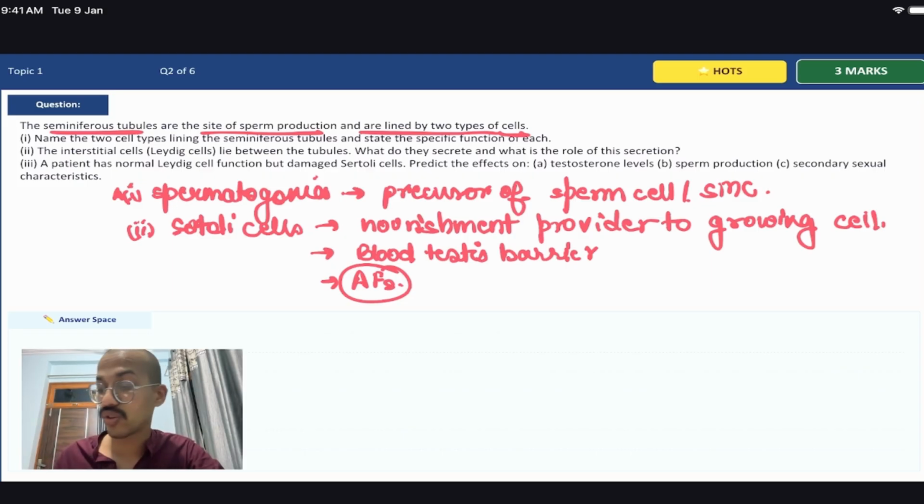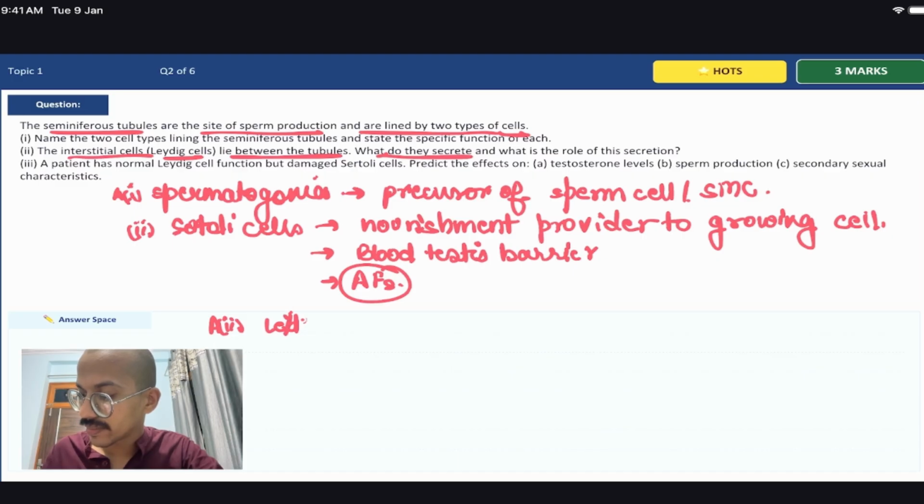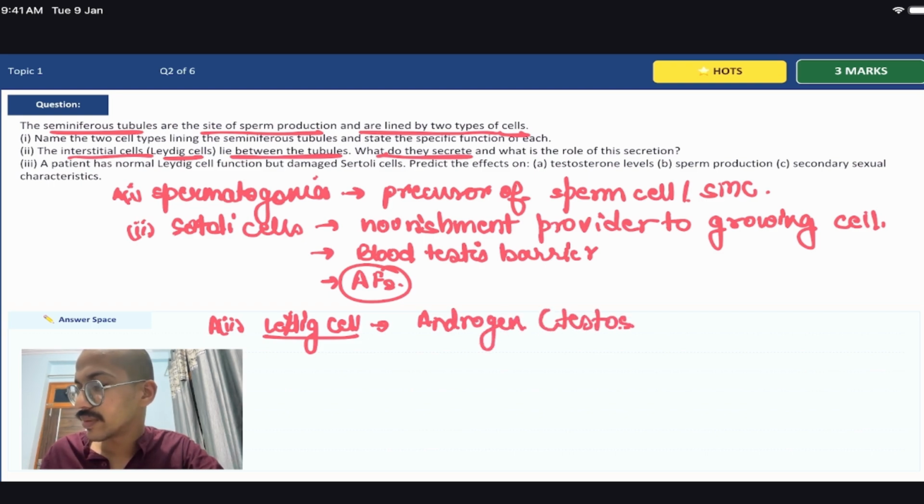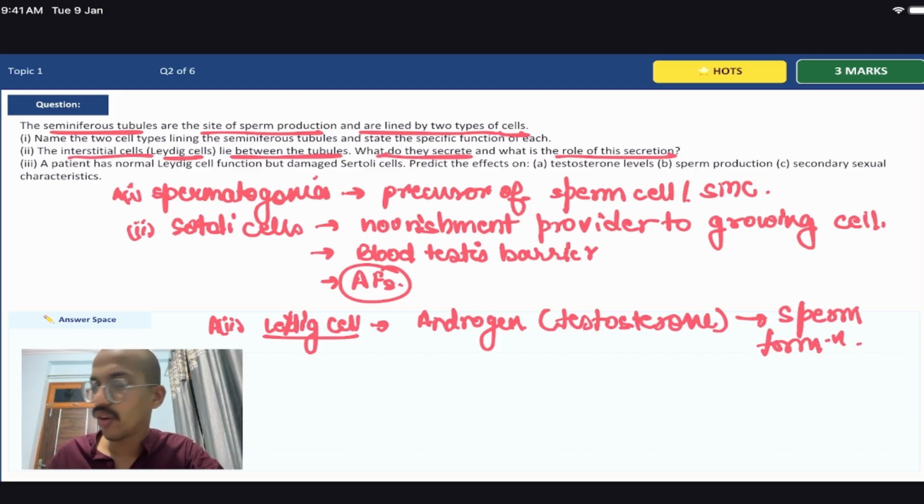Moving on to the next question: the interstitial cells lie between the tubules. What do they secrete? The second type is the Leydig cells, or interstitial cells. They secrete androgens, testosterone, basically concentrating the testosterone levels. And what is the role of its secretion? It helps in sperm formation, and in secondary sexual character development.